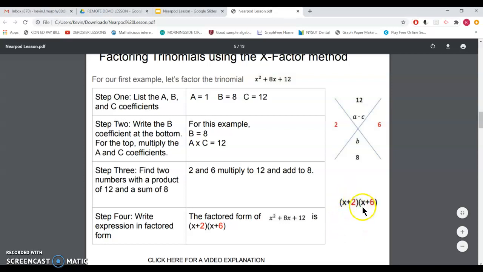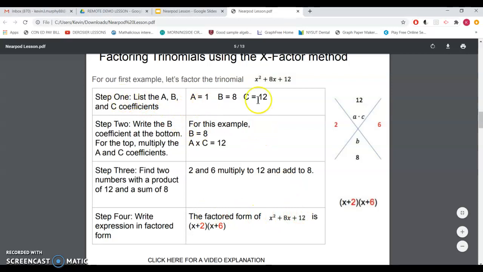So first, x times x is x squared. Outer, x times 6 is 6x. Inner, 2 times x is 2x. Well, we know 6x plus 2x is 8x. And then last is 2 times 6 is 12. So you know that if you multiply this answer, you will get the original expression, and that's how you know you factored correctly.